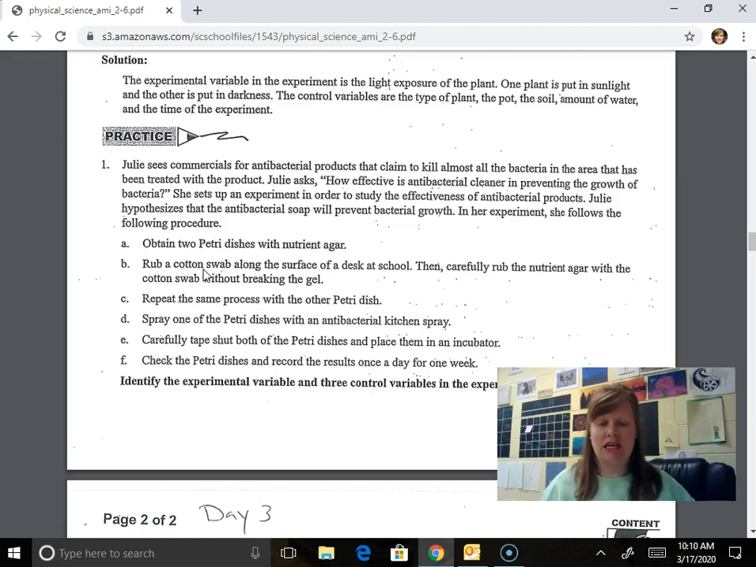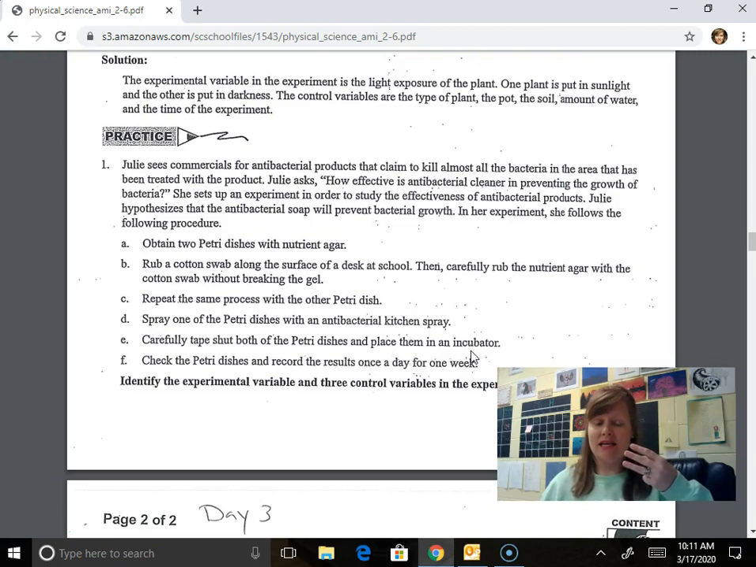So it says that she kept the nutrient agar the same. She didn't add anything to the nutrient agar, so that can be a control. It also said that she swabbed an area of the desk. She didn't change where the desk was swabbed. She used a cotton swab. Did she change anything on a cotton swab? She could have changed the color of the cotton swab. She could have changed something, but she didn't. She kept it the same.